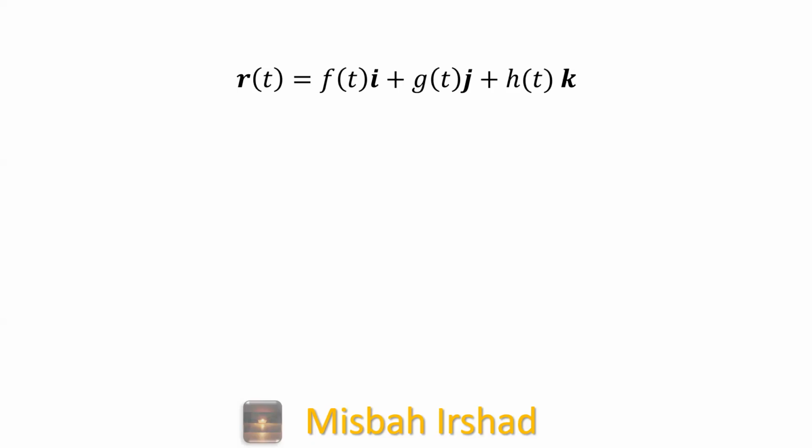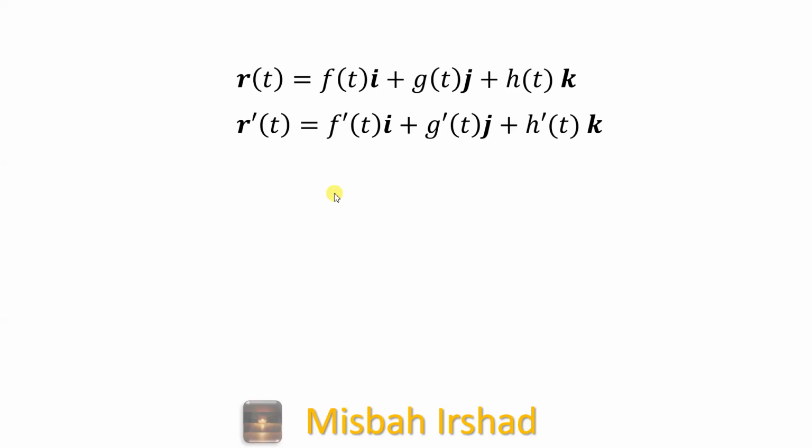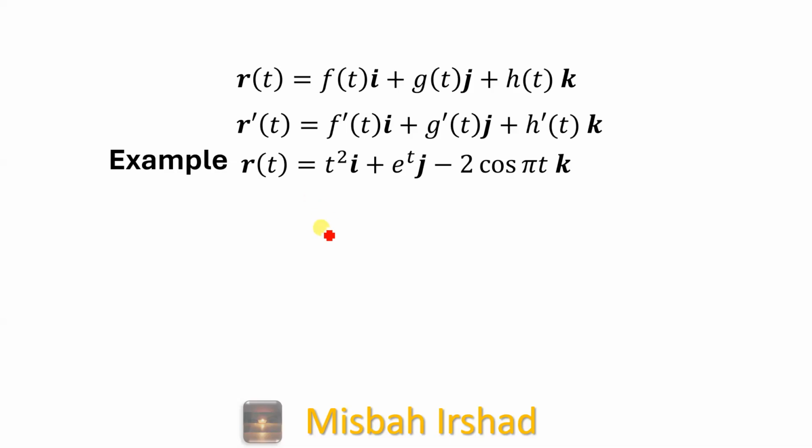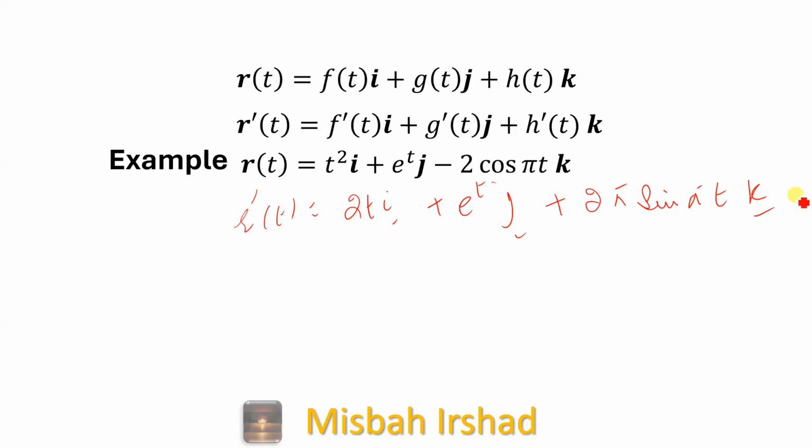And evaluating derivative is similar. As we know, we have to apply each and every concept on components. So we'll differentiate component wise. Let's have an example. So its derivative can be obtained by differentiating components like 2t i plus e to the power t j plus 2π sin πt k. So this is the derivative of this function.